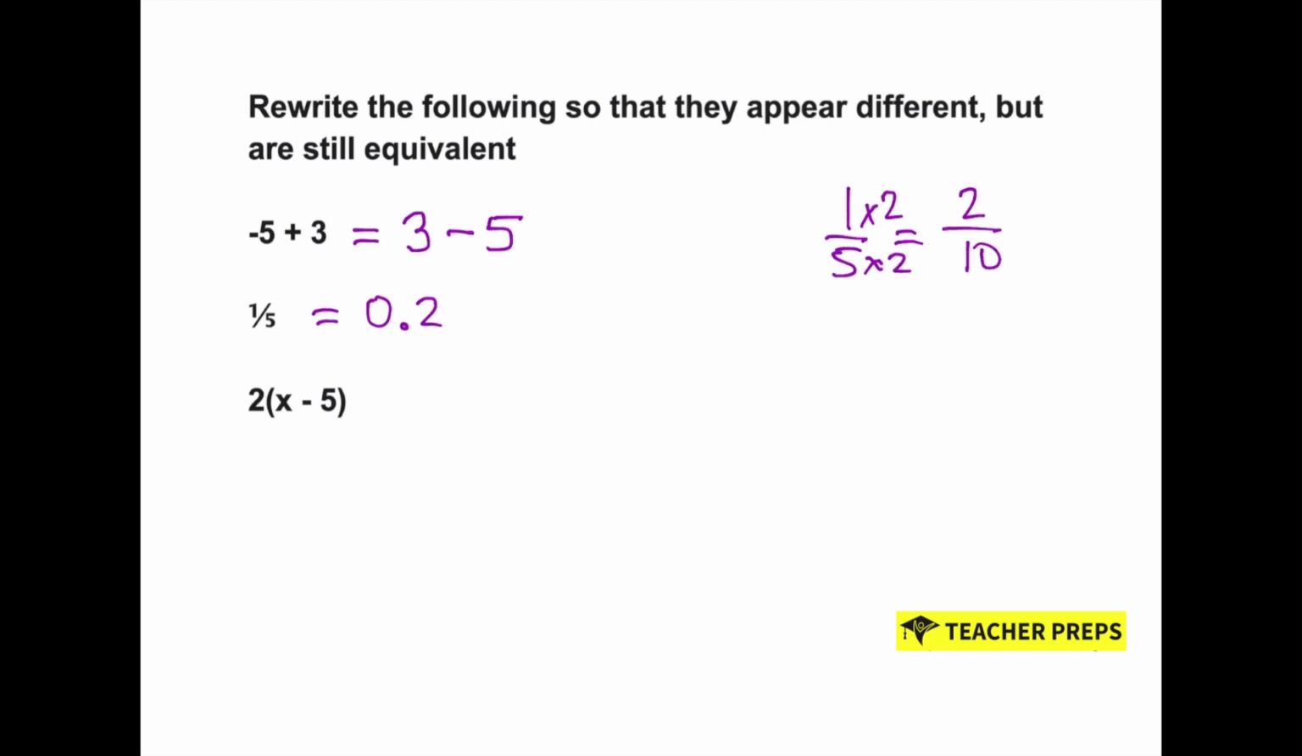And then finally, on this last one, you could use the distributive property to multiply 2 times x, which is 2x, and 2 times -5, which is -10.